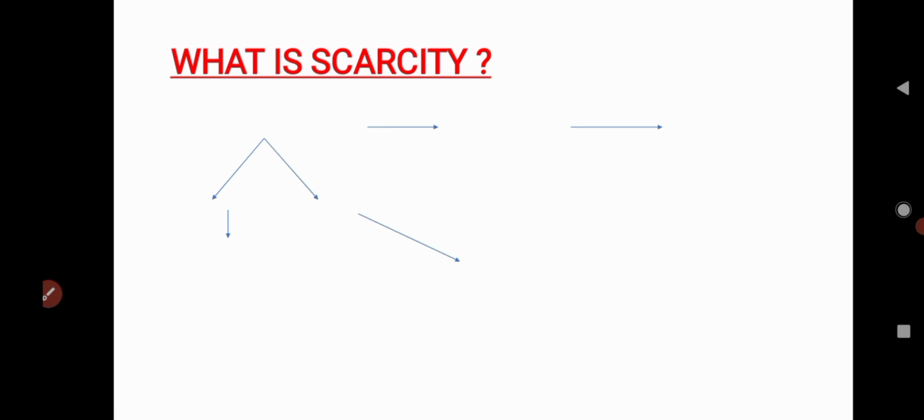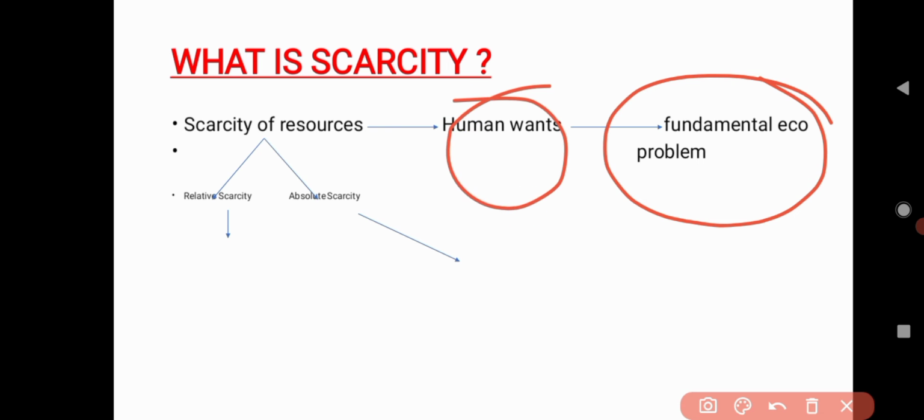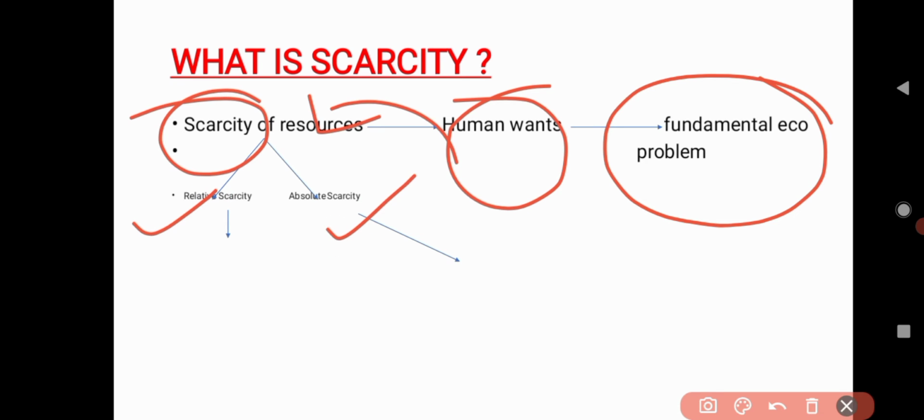What is scarcity? First of all, in an economic term, scarcity means that resources are scarce, which are ultimately related to human wants. This gives us a fundamental economic problem, right? Because human wants are unlimited, at the same time resources are very scarce. Now, scarcity is of two types. One is relative scarcity, and the other is absolute scarcity.